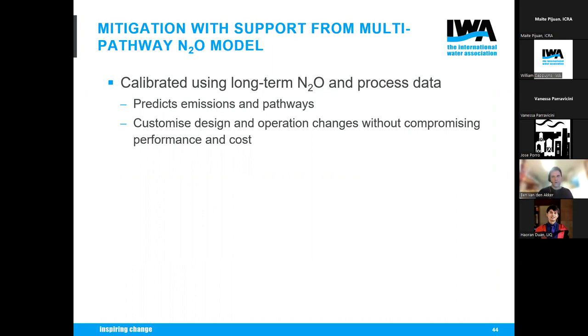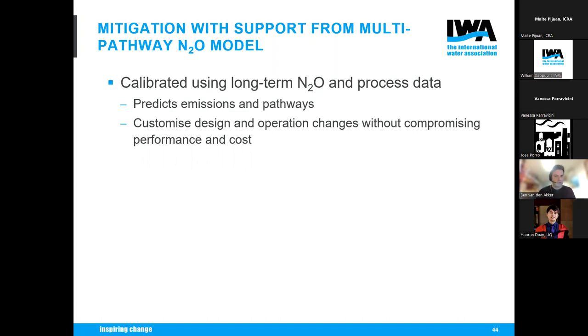with the support from a multi-pathway nitrous oxide model, which Haran previously talked about. With the support of the University of Queensland, we were able to calibrate this model using long-term nitrous oxide data and also long-term process data as well. And this model was really good at predicting emissions and also providing insights into the types of pathways that are probably responsible for the emissions that we observed.